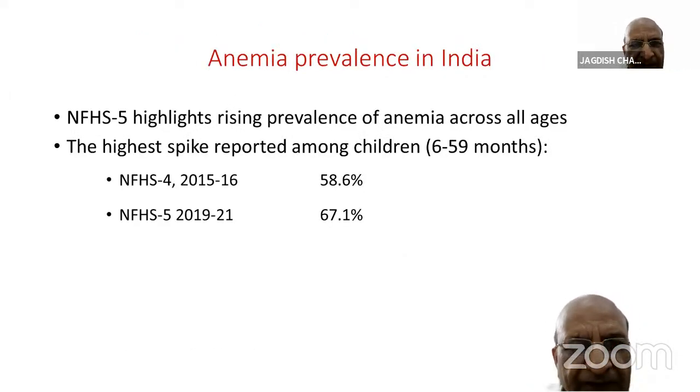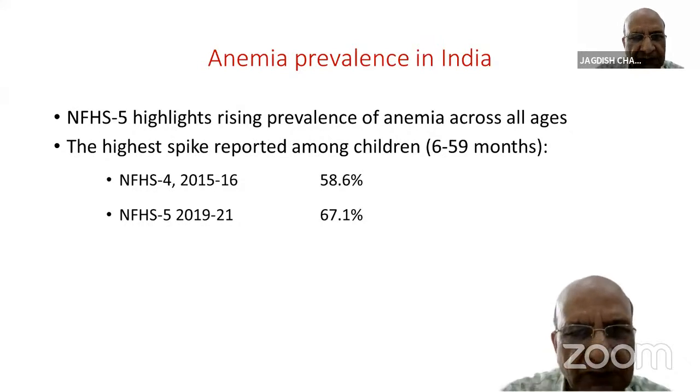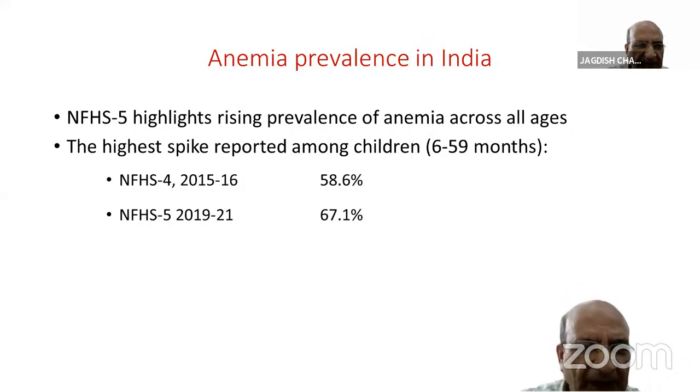Because the NFHS 5 survey, which was 2019 to 21, showed that from the NFHS 4, that is the National Family Health Survey of 2015 to 16, where the under 5 anemia prevalence was to the tune of 58%, it increased to 67%, and that's a quite disturbing figure.